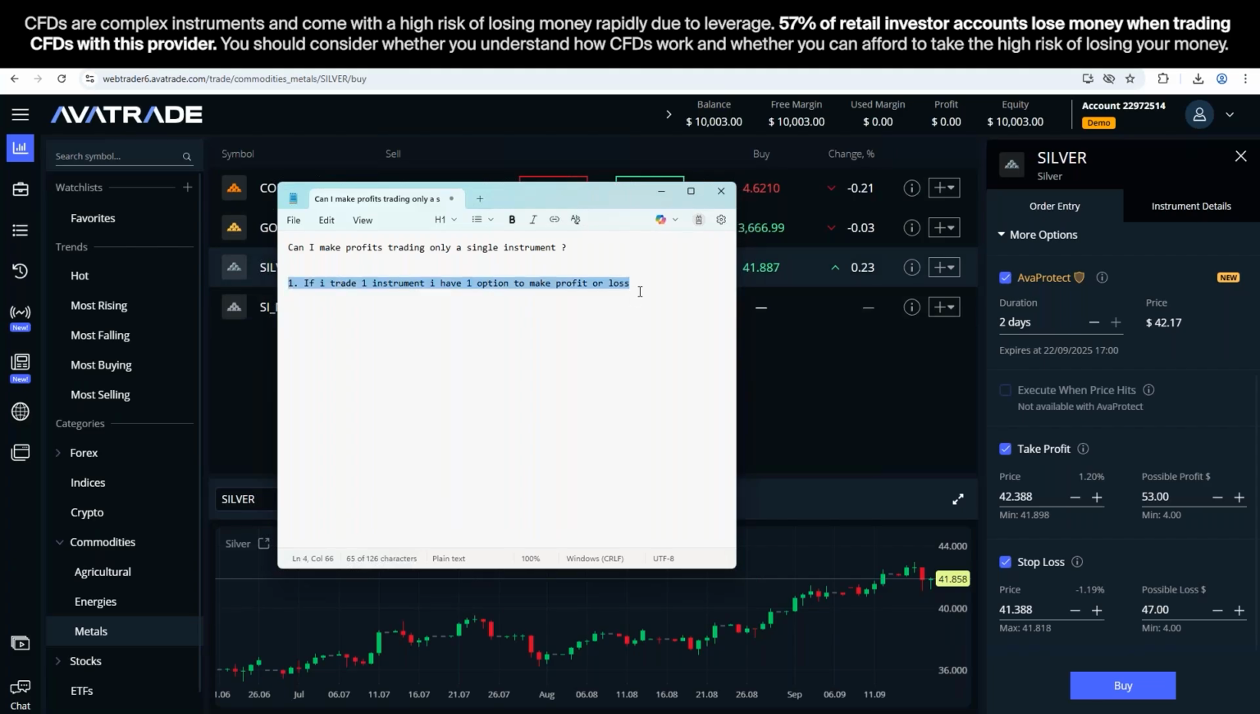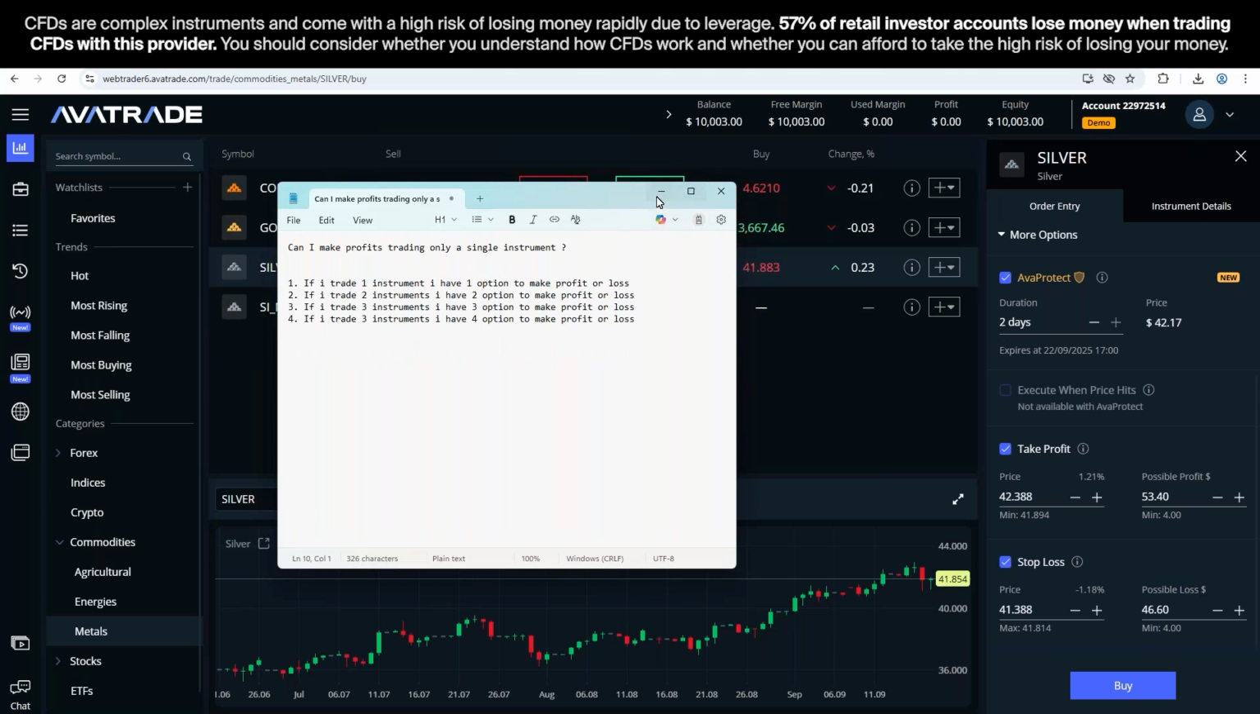Let's add another line in here. If I trade two instruments, I have two options to make profit or loss. Let's extend it. We're going to carry on with this exercise just to convey a certain message, but I'm sure it will sink in very, very soon. If I trade 3, then I have 3, and I have 4, then I have 4. Now, why am I showing you this?